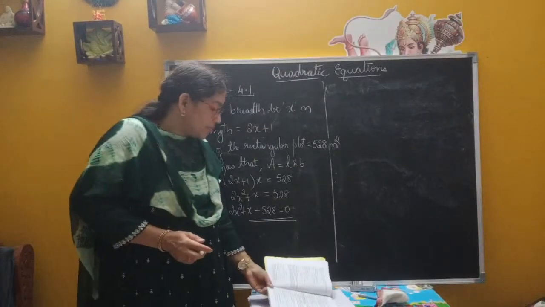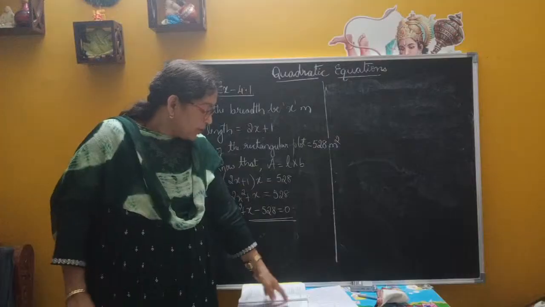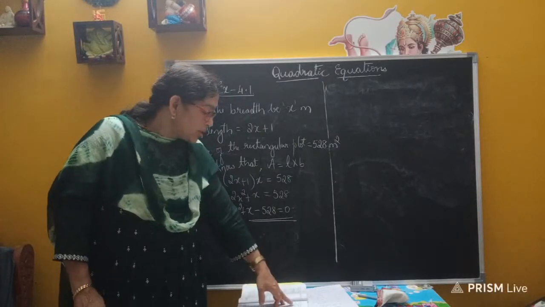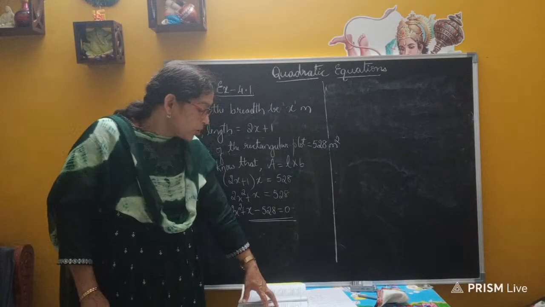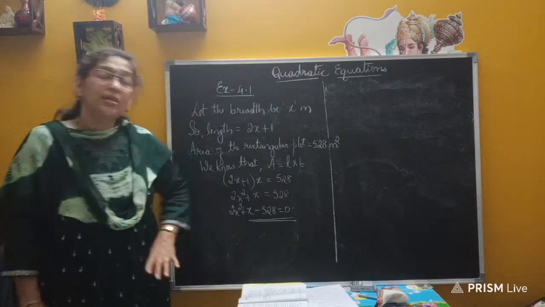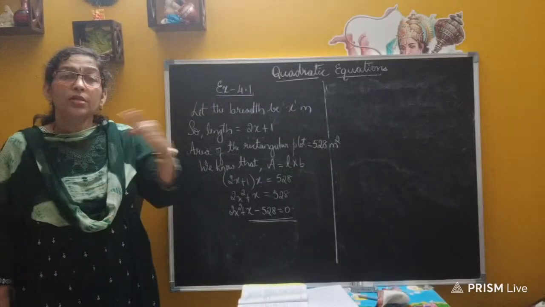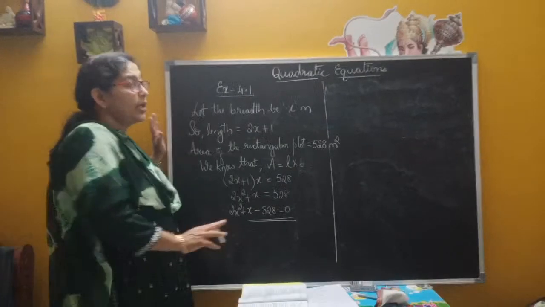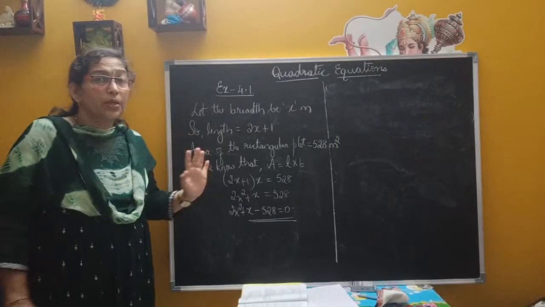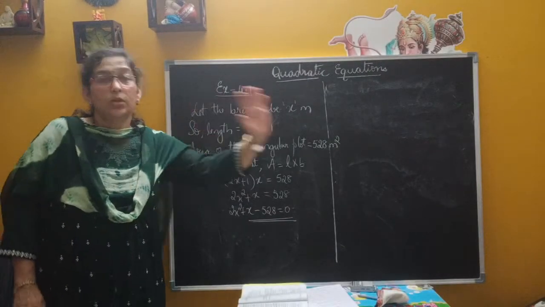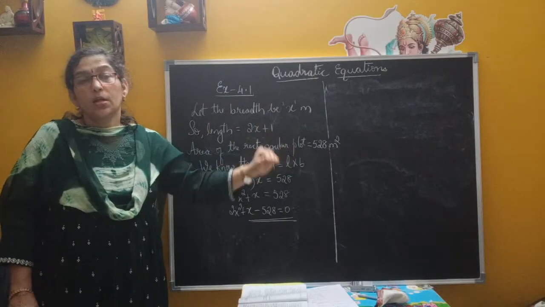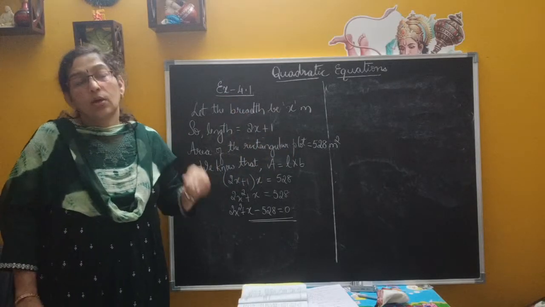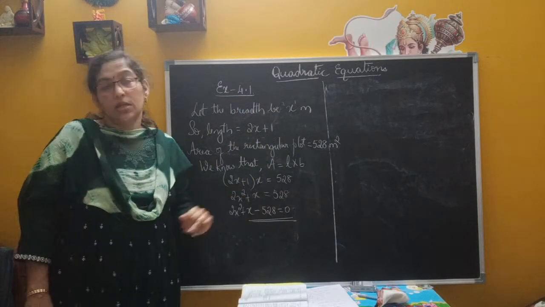Now, the second one, I won't solve it, I'll just explain. The product of two consecutive positive integers is 306. What do you mean by consecutive numbers? Consecutive integers or consecutive numbers, what do you mean by that? You go 1, 2, 3. That is 3 consecutive numbers. Or 10, 11, 12, 3 consecutive numbers. Here we want only 2 consecutive numbers.